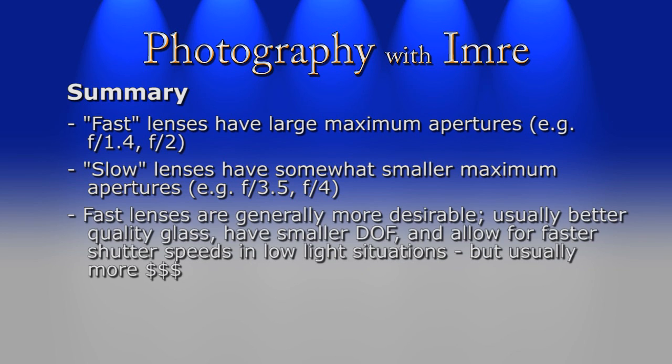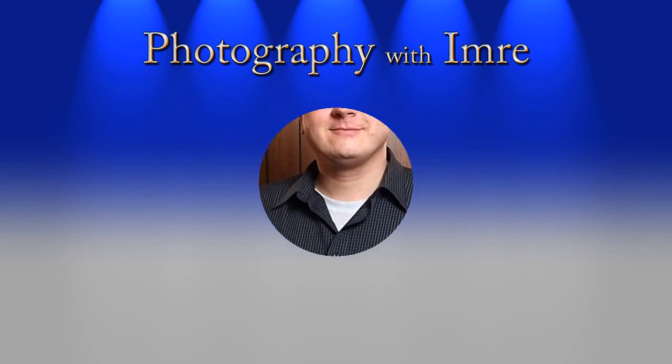Fast lenses are generally more desirable as they usually have better quality glass, have a smaller depth of field when wide open, which is useful in some types of photography, think portraits, and in low-light situations, they allow for the use of faster shutter speeds, which can help avoid blurry photos. On the downside, they're usually more expensive.